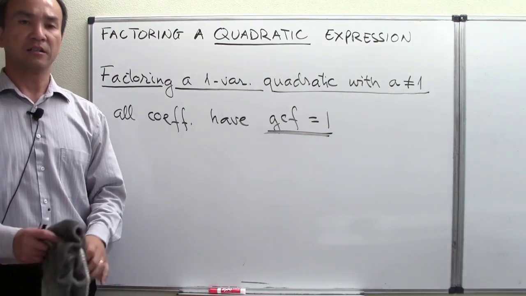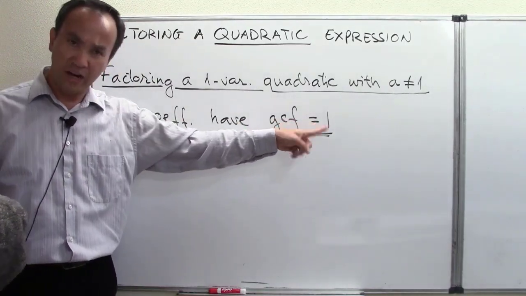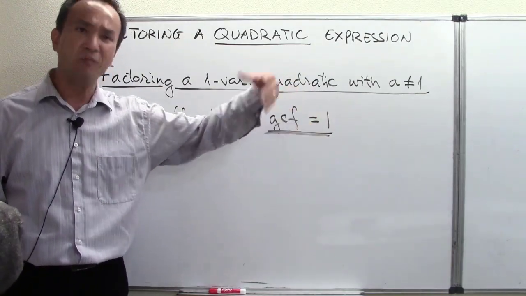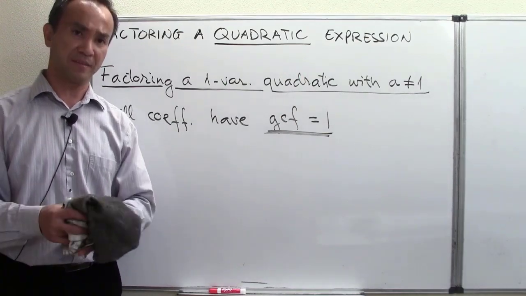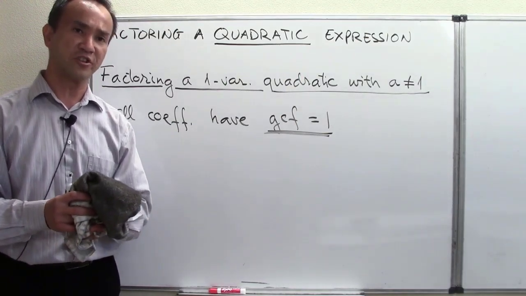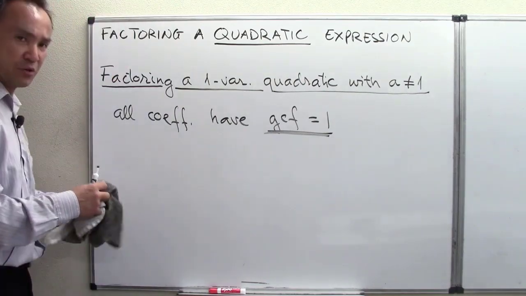Another way of saying that, when you see GCF equals 1, it really means, people sometimes say, they don't have a common factor other than 1. All of the coefficients don't have a common factor other than 1. All right, so let's get to it.